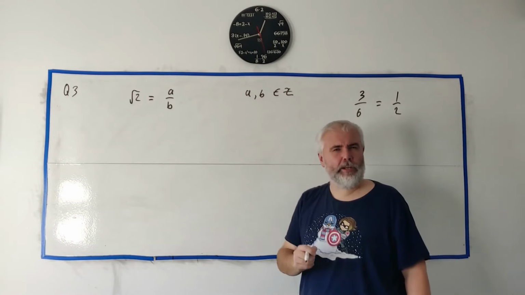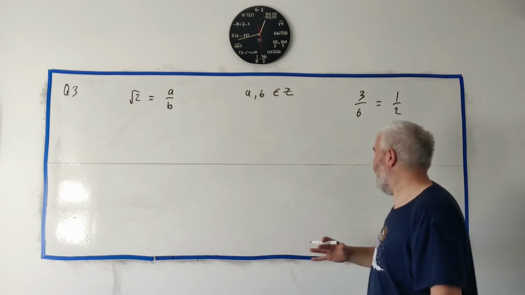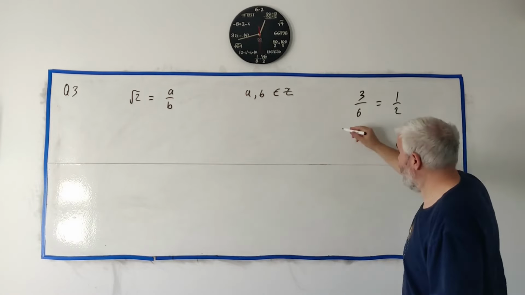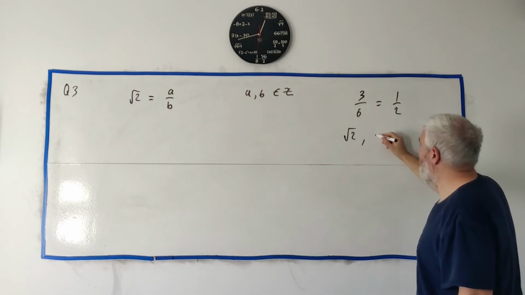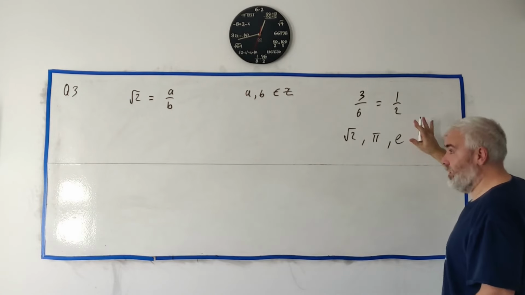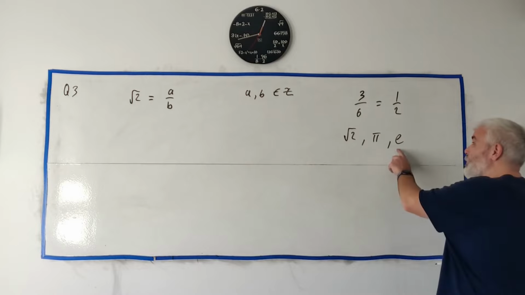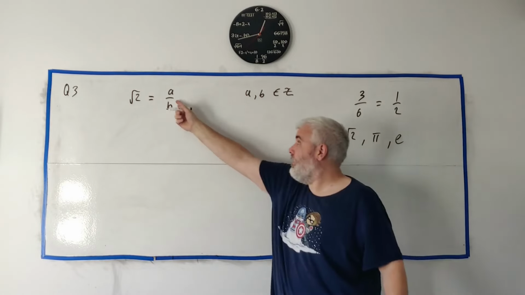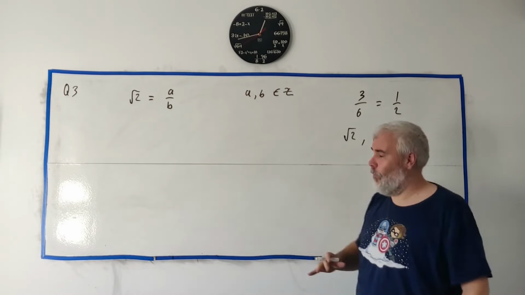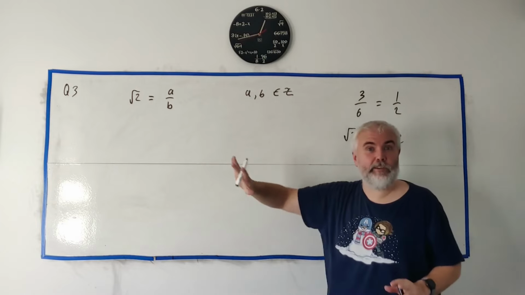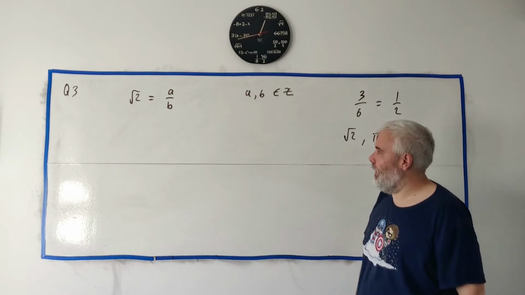Okay, what is not a rational number? Some famous examples are the square root of 2, pi, and e. They're not rational numbers. They're numbers we can never get with fractions. So the square root of 2 is just a handy one we can prove. So let's go into that.